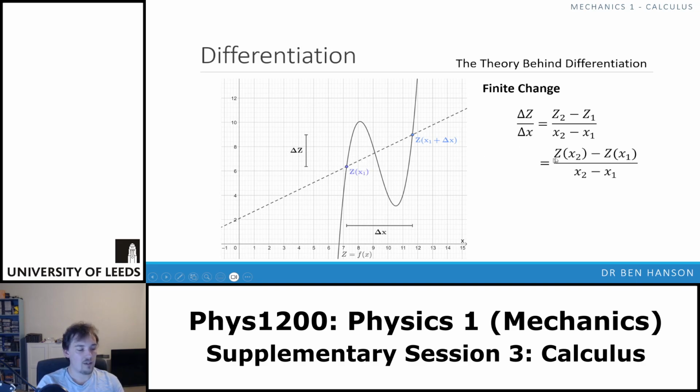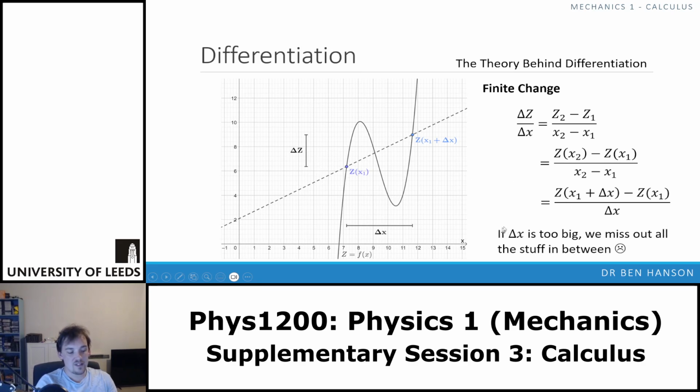And so we can change that now, right? Z at x2 minus z at x1 over x2 minus x1. And we can then add in that delta x to make it a bit easier. x2 minus x1 is delta x, it's defined that way. Z is now x1 plus delta x and x1 there. Because if x2 minus x1 is delta x, then x2 is x1 plus delta x. So we've now expressed this delta z on delta x in terms of delta x and a single point on that graph, which is what we want. This is where we're going with this. And this is a finite change, right?